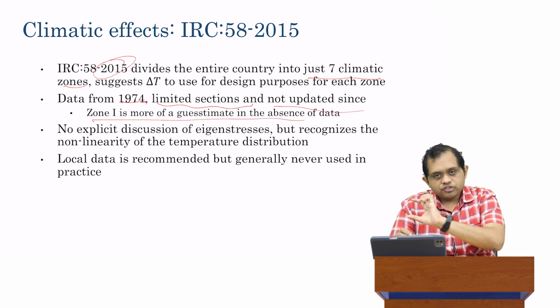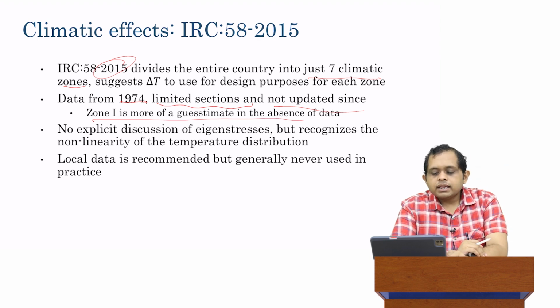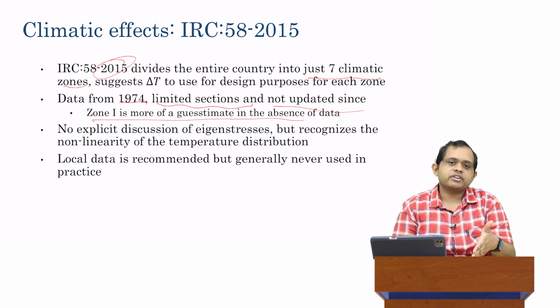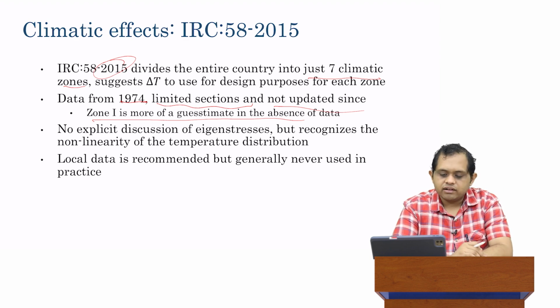Zone 1, as I pointed out, which is the upper Himalayan regions, is more of a guesstimate. Basically, there was absolutely no data over there. A guesstimate basically means a couple of people sit together and, looking at the existing data outside those areas, try to judge what would be a good value if you went significantly higher in elevation. But they are more or less guesstimates.